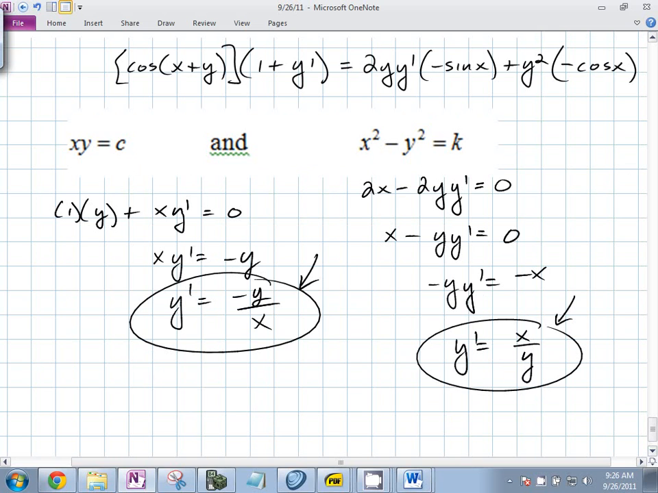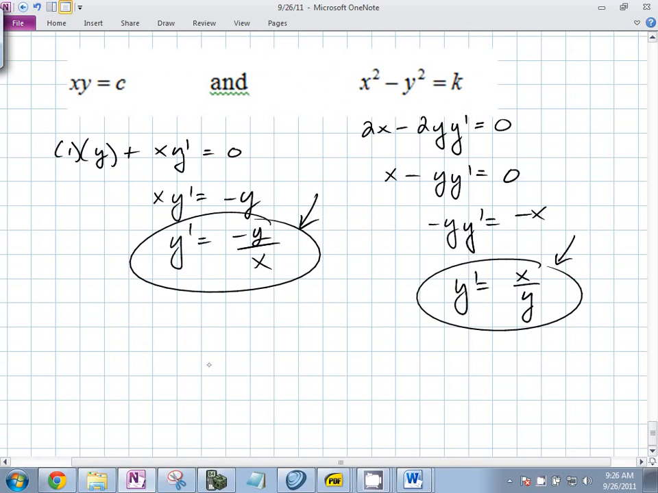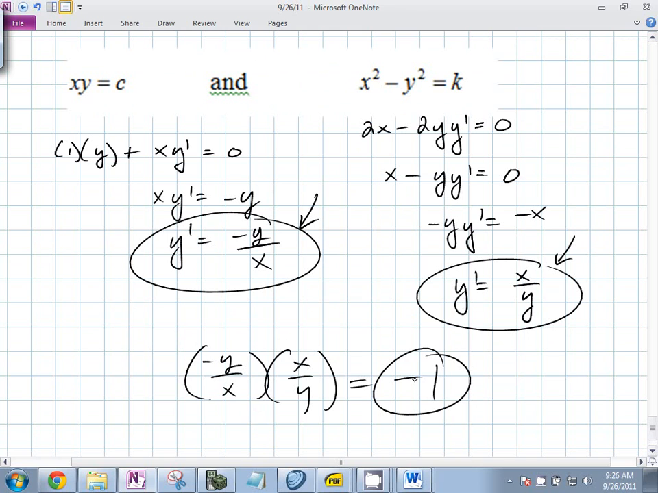Does it matter what c or k is? No, it doesn't matter what they are. That's always what the slope of the tangent line is, correct? Yes. What's negative y over x times x over y? Negative 1. So wherever these intersect, the slopes of the tangent lines will always be what? Perpendicular. So these are orthogonal families of curves.